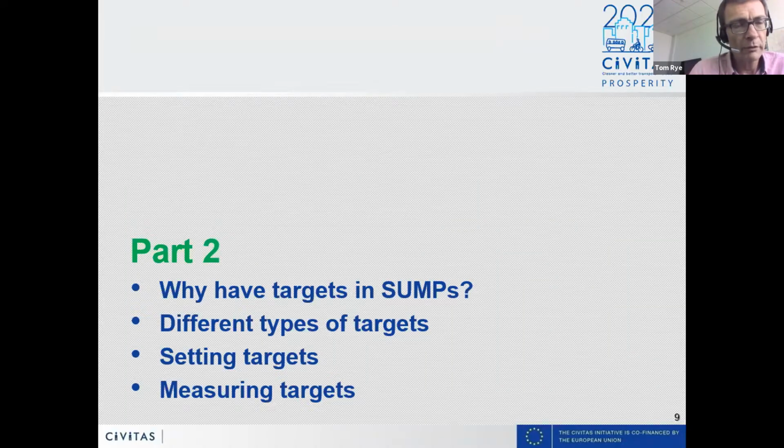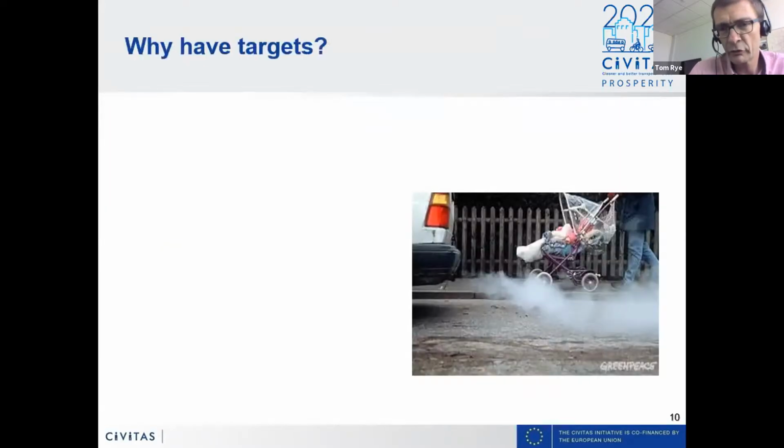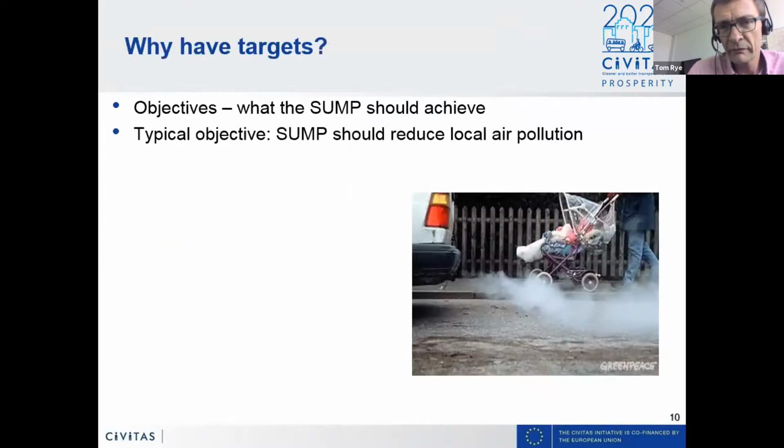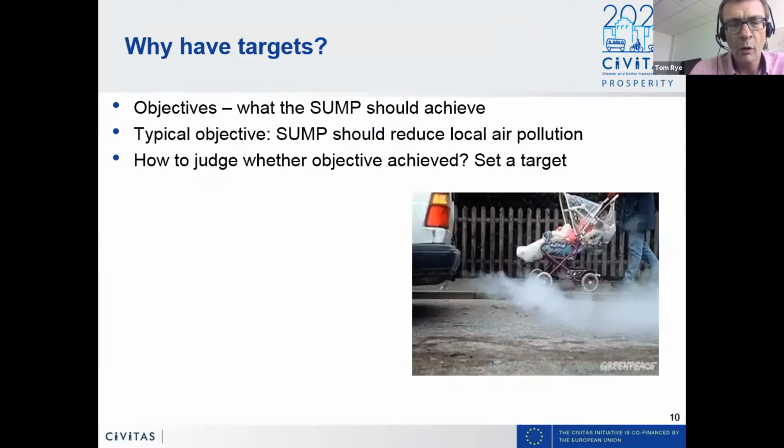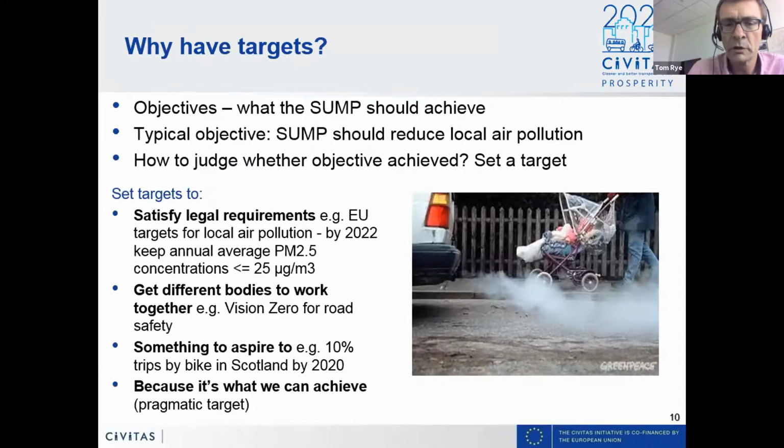So what about moving on to targets in SUMPs and different types of targets, setting targets? So most of you said that you do have targets in your SUMPs. And I think to an extent I've explained this already, but the objective is what the SUMP should achieve. A typical objective: the SUMP should reduce local air pollution from transport. How do we know whether our objective is achieved? Well, we can set a target. But what kind of targets are there?